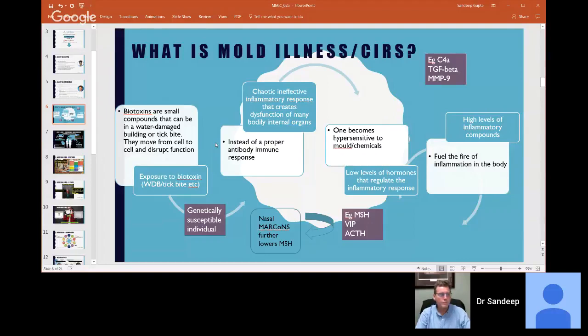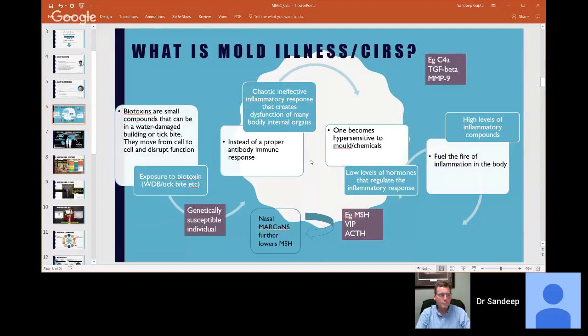There are also other causes such as infected bodies of water and spider bites and so on, but they're pretty rare. So mainly think about them through water-damaged buildings or tick bites, and realize that these are compounds that move from cell to cell and disrupt the functions of cells. They don't live in the blood. They're mainly in the cells, and that's one reason we don't have a blood test looking directly for mold toxins in the blood: they're not actually there.